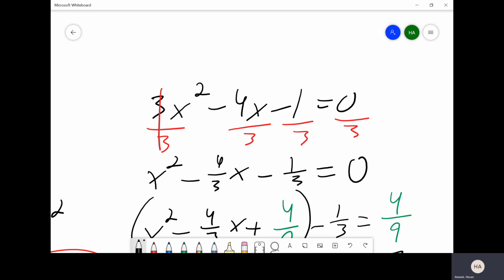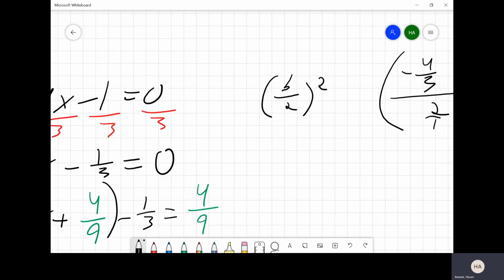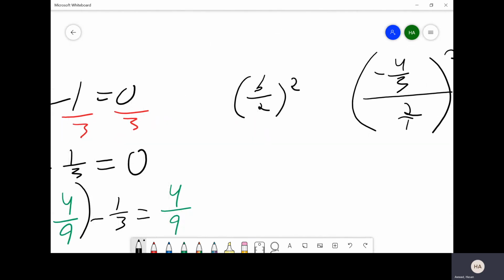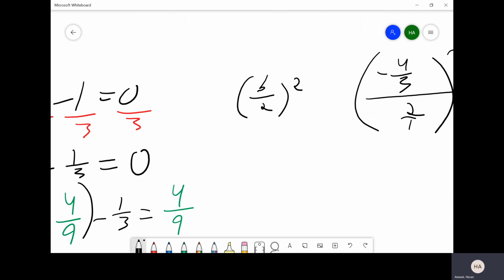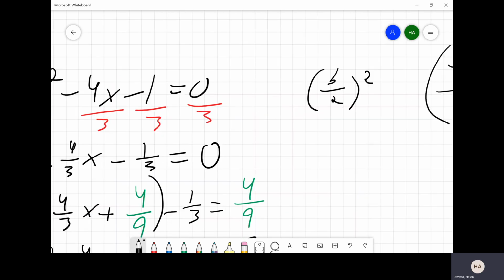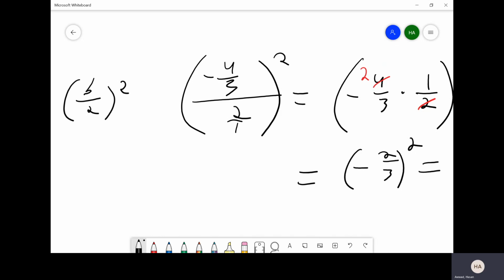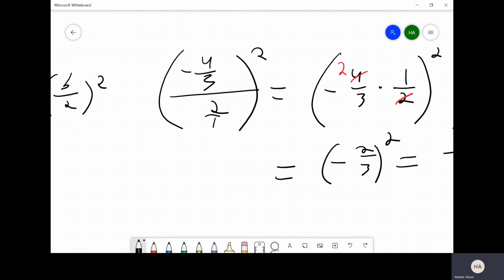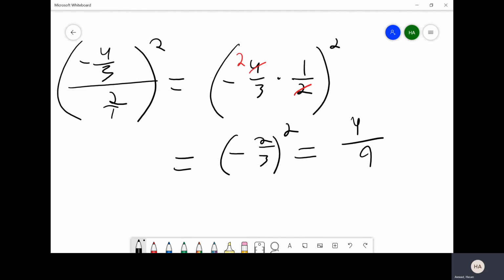Now, because we have a 1x squared, we can now apply our b over 2 squared tool, which is what we needed. We know that our b, in this case, was negative 4/3. So we applied negative 4/3 divided by 2 squared, right? So negative 4/3 divided by 2 squared. We went through some keep, change, flip stuff. We did the square. We ended up with 4/9.